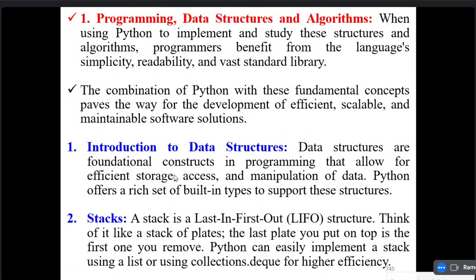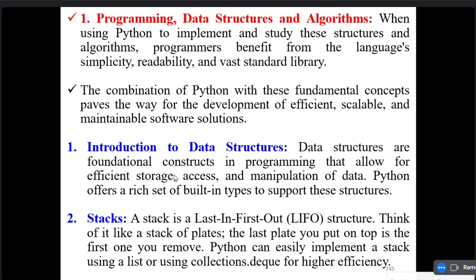Then, in programming and data structures, when we are using Python to implement and study these structures and algorithms, programmers benefit from the language's simplicity, readability, and vast standard library. That's why the combination of Python with these fundamental concepts paves the way for the development of efficient, scalable, and maintainable software solutions. Introduction to data structures, we have explained already.